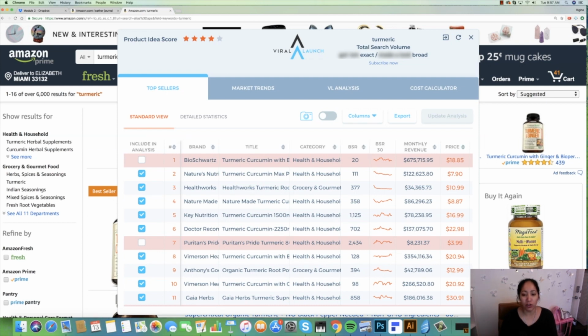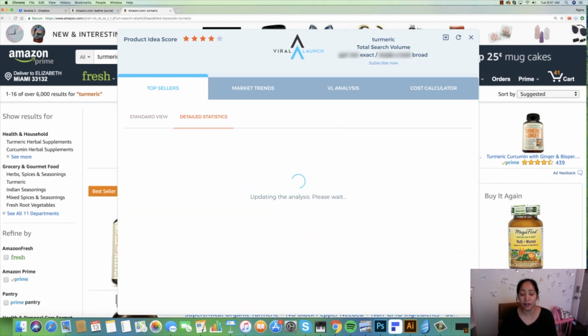So that's what it does. It excludes these, but you can also choose to exclude other people in the niche if you choose to do so. When you do that and you update the analysis, the numbers all change, including the analysis in the detailed statistics. So let's take a look at the detailed statistics and look into this part of the analysis right now.